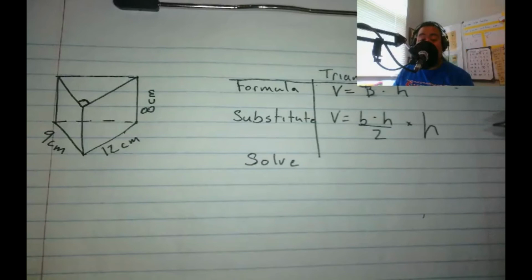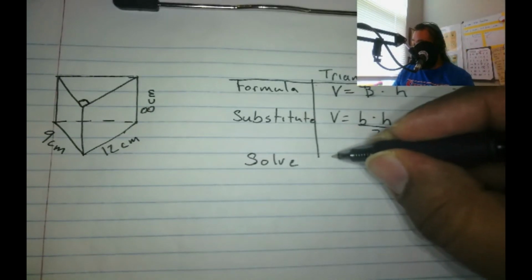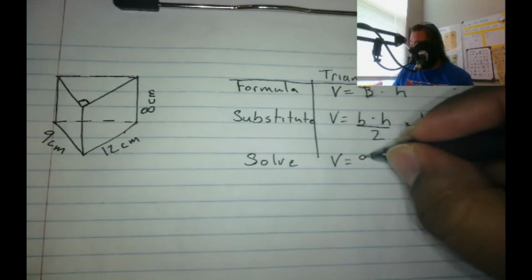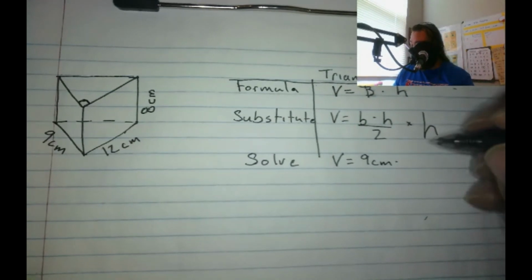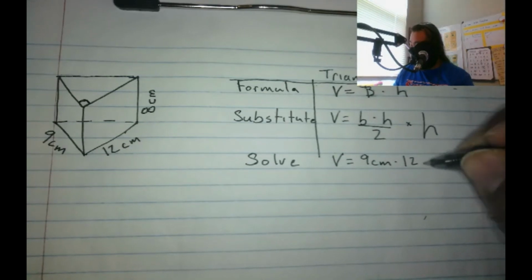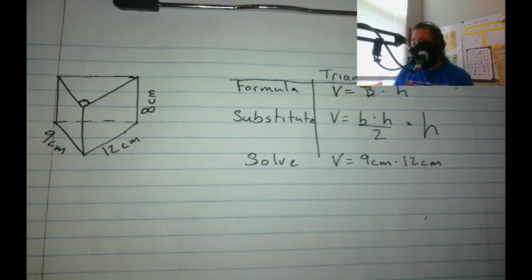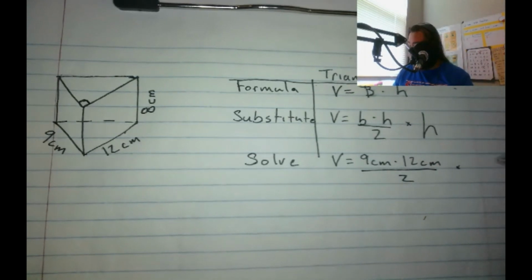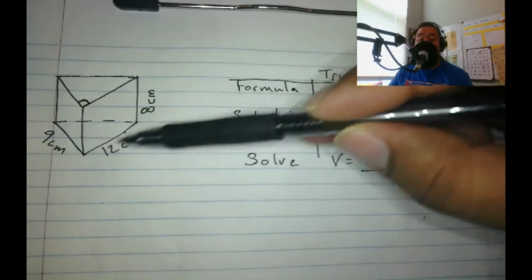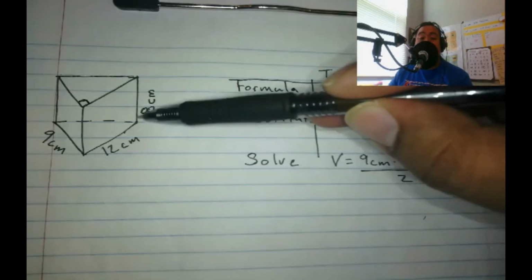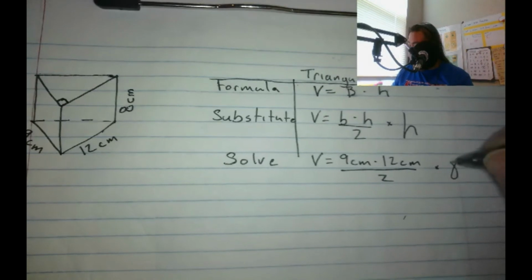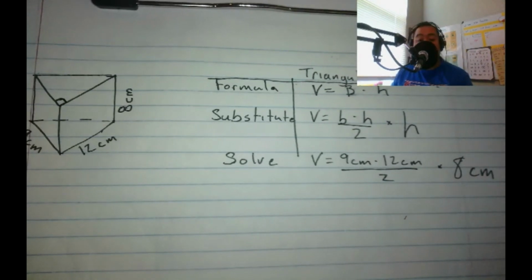Alright, so let's start plugging in those numbers. I'm still trying to figure out what V is. We said we're going to choose 9 centimeters as our base. I'm going to multiply that times 12 centimeters because that's perpendicular from our 9 centimeters. We divide all of that by 2. And the last thing is we multiply it by the distance between those two triangles. So from this triangle at the bottom to this triangle at the top, the distance is 8 centimeters. So we're multiplying all of that by 8 centimeters. Alright, so let's go ahead and work on that math.